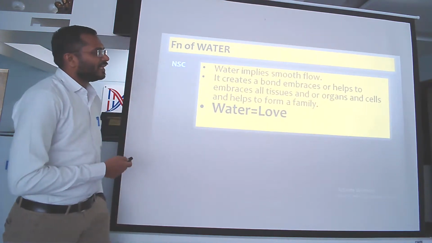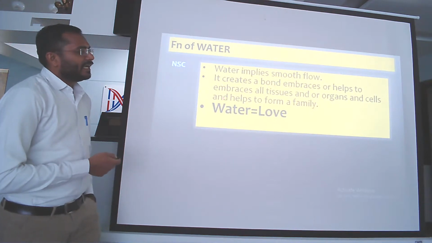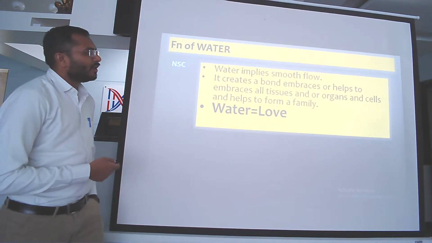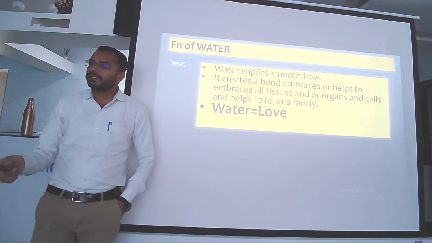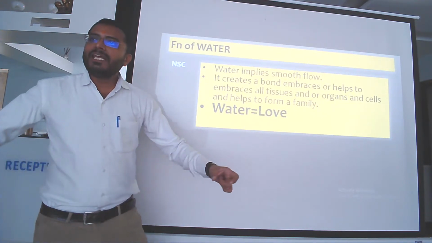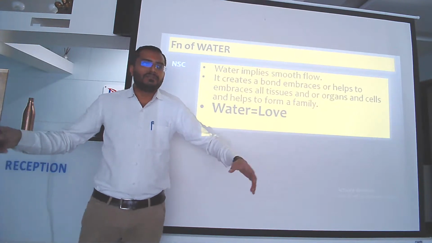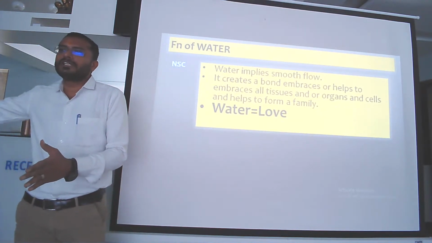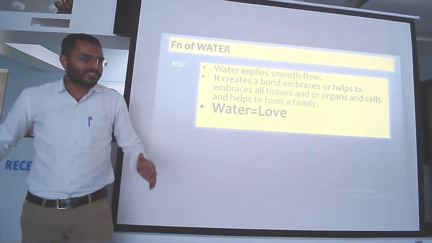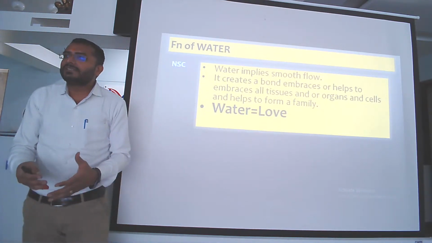Why? Because water implies smooth flow. It creates the bond, helps to embrace all tissues, organs and cells, and helps to form the family. So from one family, from one cell to different cells, we have the case of metastasis. In metastasis, from one cell to another cell, it goes into a different family. So this is the same. So water is love.